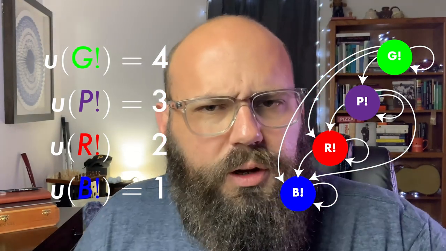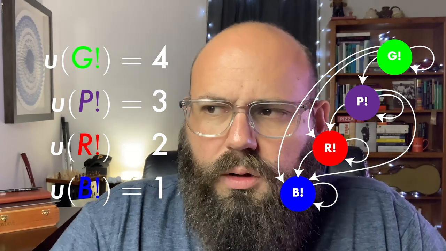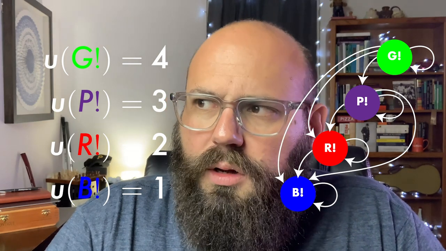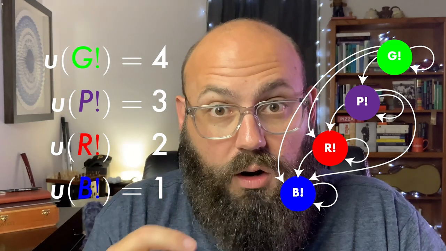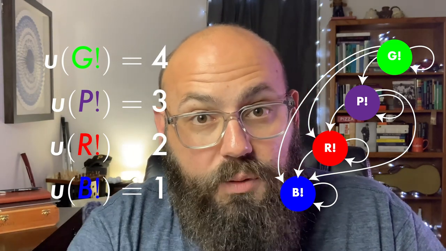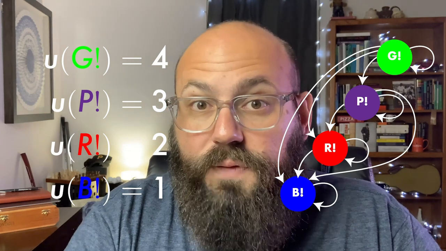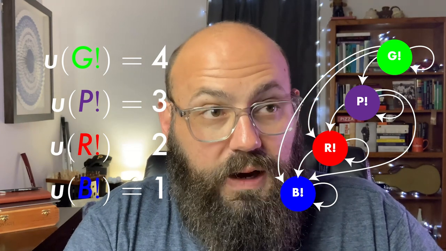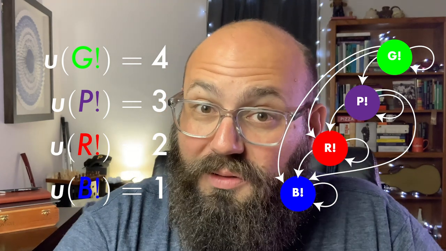So the big question here is: given a preference relation, is it possible to come up with a numeric function, a utility function that reads in alternatives and spits out happiness numbers like 4, 3, 2, 1? Is it possible to come up with such a function that represents that relation? And the answer is yes, assuming that it's a rational relation.